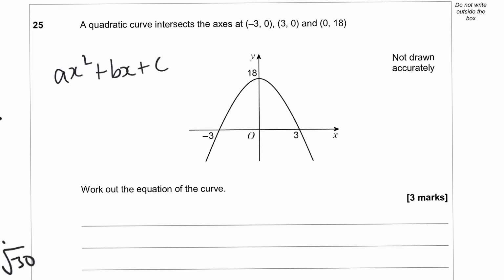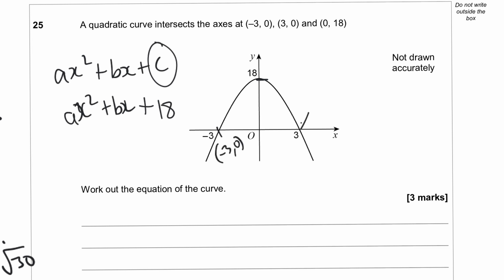Our plus c is our y-intercept. We can see that it crosses the y-axis at 18, so we've got that bit as 18. So we've got ax squared plus bx plus 18, but we need to work out the rest of it. We've got the solutions minus 3, 0 and 3, 0.